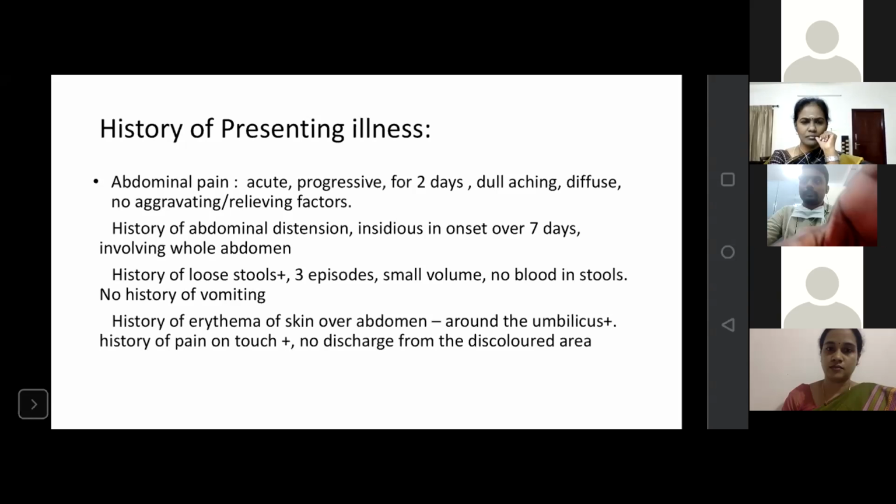And there was a history of loose stools, 3 episodes in the last 24 hours, which were small volume stools, and there was no blood or mucus in the stools. There was no history of associated vomiting. There was a history of skin discoloration in the form of redness, that is erythema, over the abdomen, predominantly around the umbilicus. There was a history of pain on touching the erythematous surface. There was no history of discharge from the discolored area.